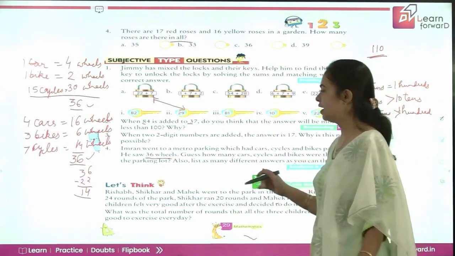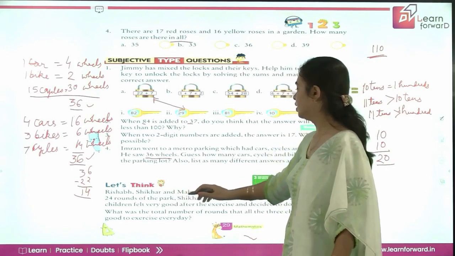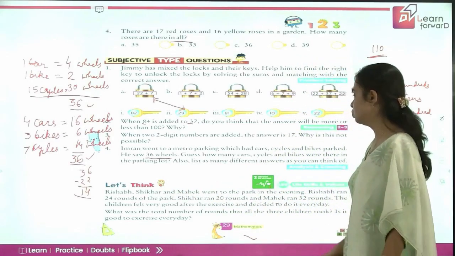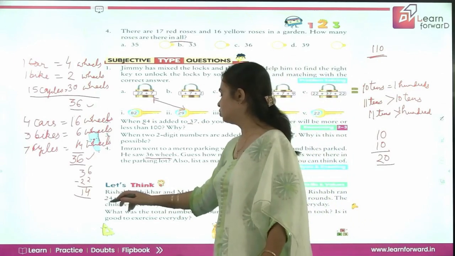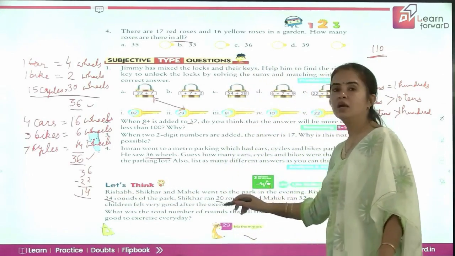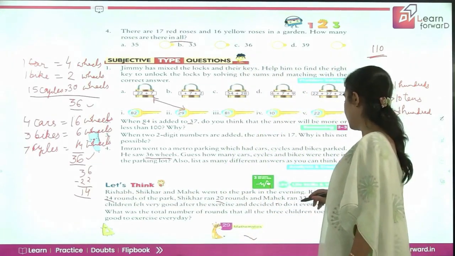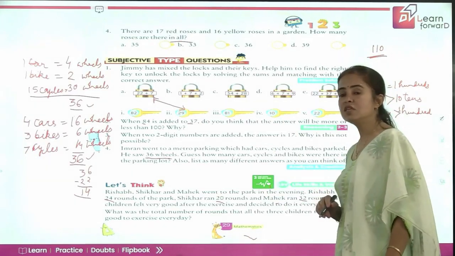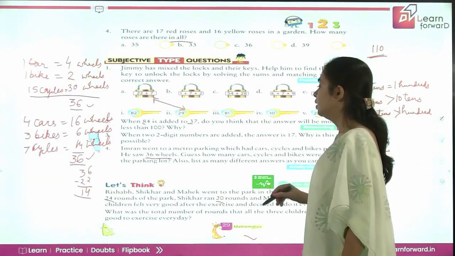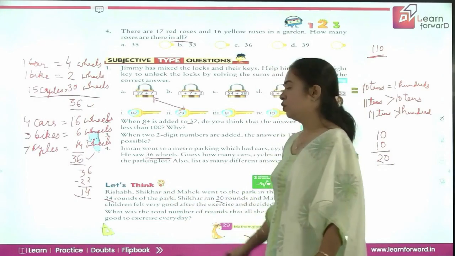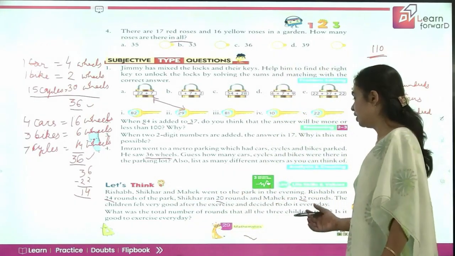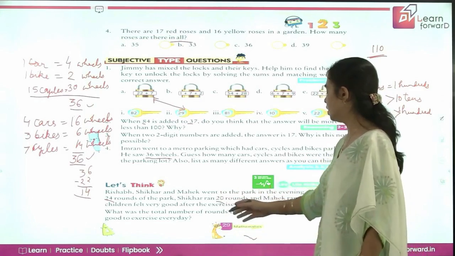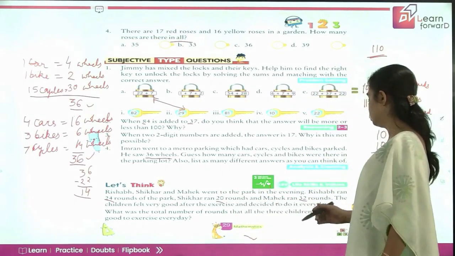Let's move to the next. Rishabh, Shikhar and Mehak went to the park in the evening. Rishabh ran 24 rounds of the park. Shikhar ran 20 rounds of the park. And Mehak ran 32 rounds. The children felt very good after the exercise and decided to do it every day. What was the total number of rounds that all the 3 children took?